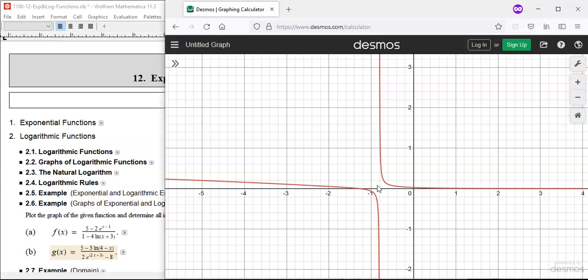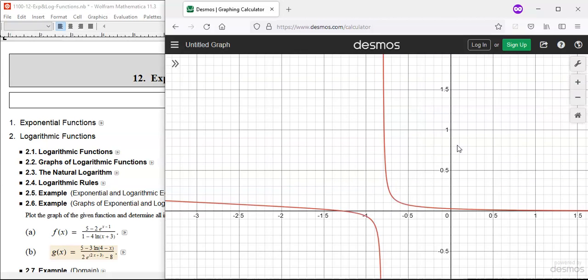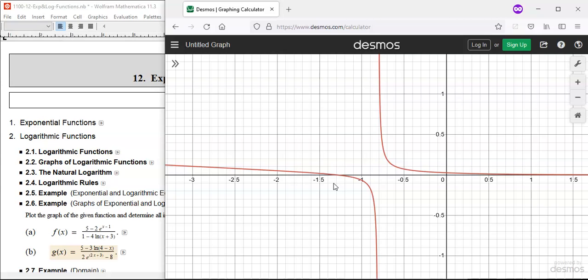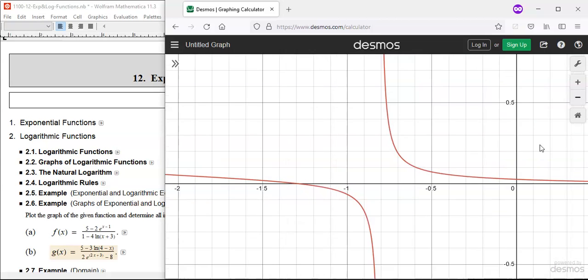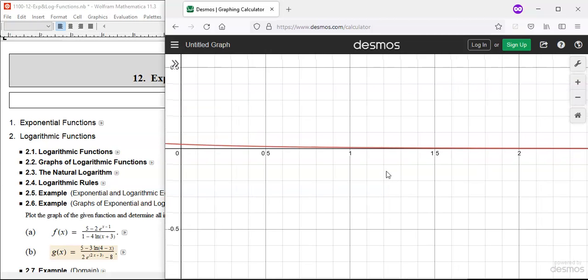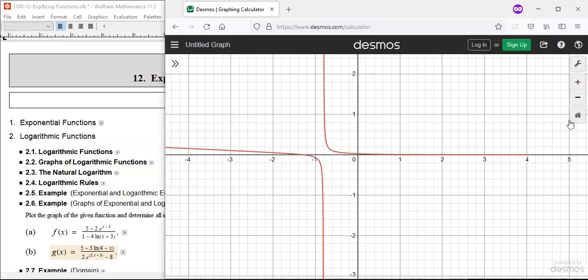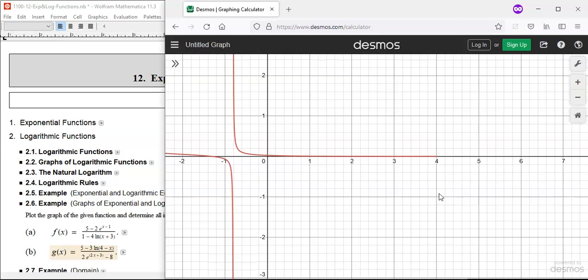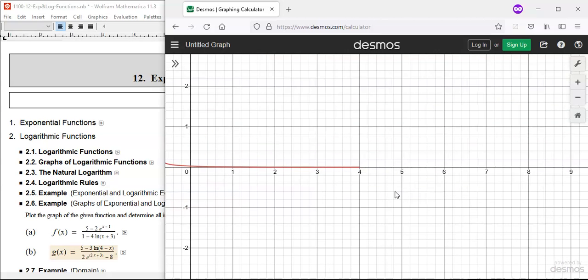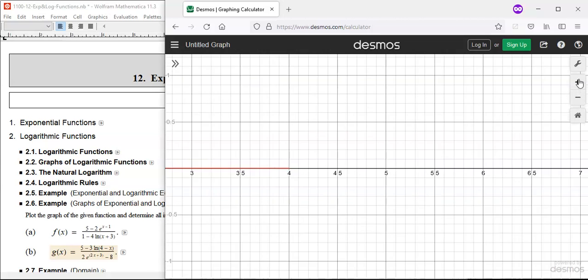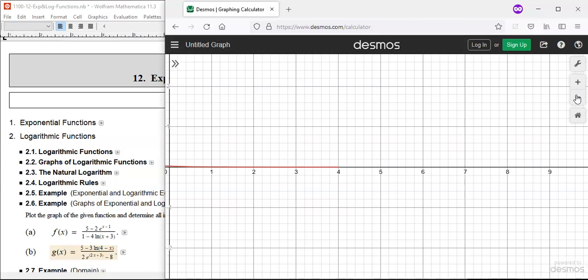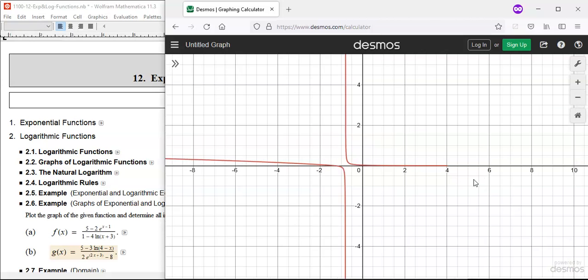Apparently we have a vertical asymptote here, and we have an x-intercept forming here, and then the y-intercept over there. And do we have another x-intercept here, or is it just a horizontal asymptote? It's a little bit hard to tell. And it looks like it is stopping here. Weird graph.